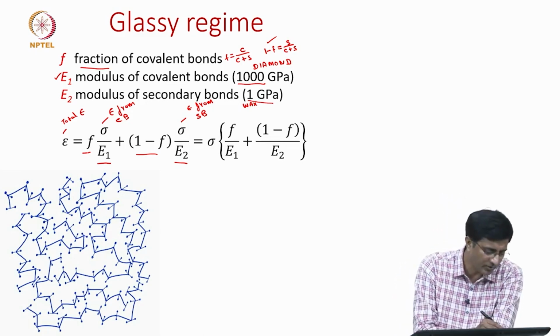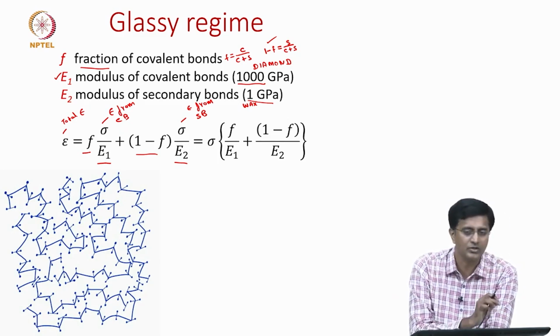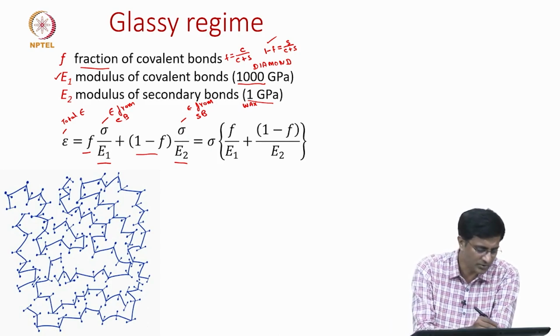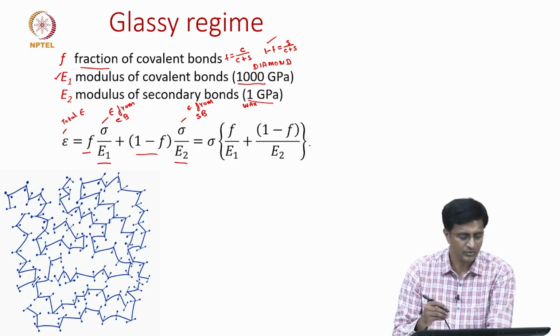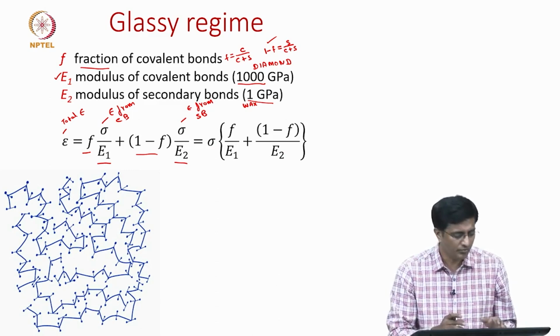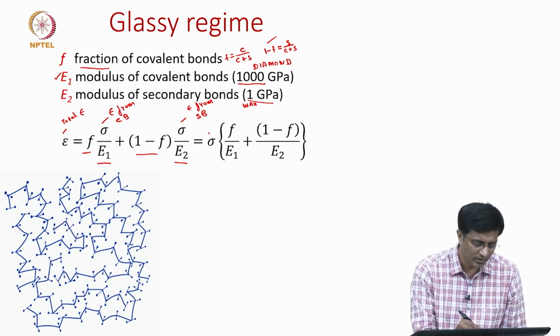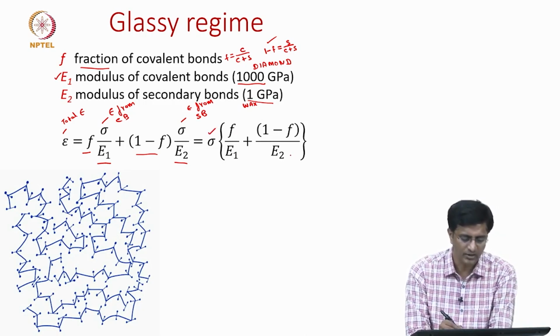So, we are multiplying with the fraction of covalent bonds and the fraction of secondary bonds to get the actual or the total strain. Of course, we can simplify this because on both terms we have sigma in the numerator. If we take it as common, we should be able to write it in this form. So, what have we achieved now? We are able to write the total strain as a function of the applied stress times F, E1 and E2.